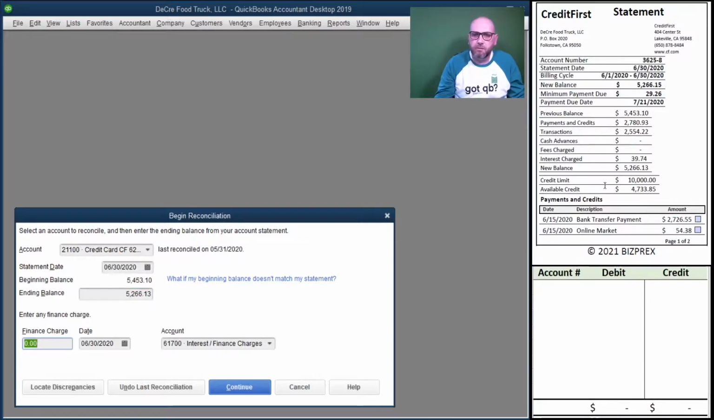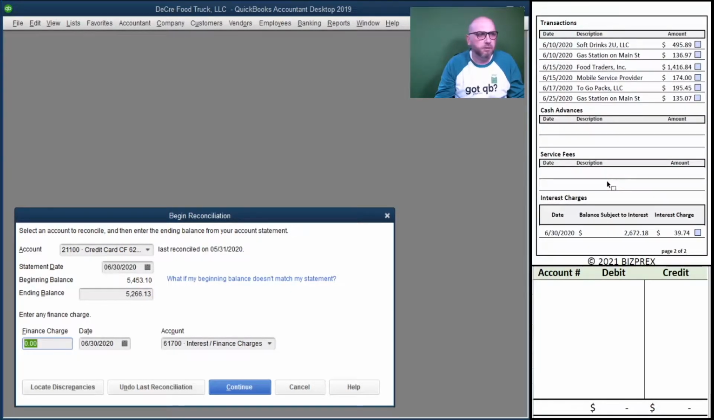All right, right here. So finance charges, do we have any? Yep, we do. All right, we're going to enter it right here. Once we click continue and move on with our reconciliation, we will book this accounting entry. So again, let's make sure we understand what's happening here.